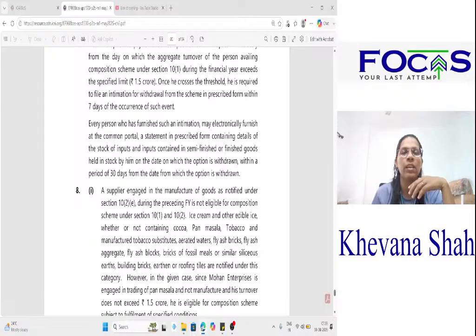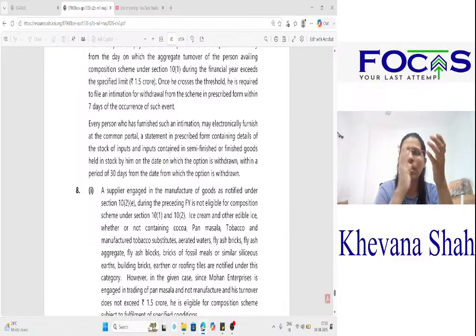Then every person who has furnished such an intimation may electronically furnish at the common portal a statement in prescribed form containing details of the stock of inputs and inputs contained in semi-finished or finished goods held in stock by him on the date on which the option is withdrawn, within a period of 30 days from the date from which the option is withdrawn.